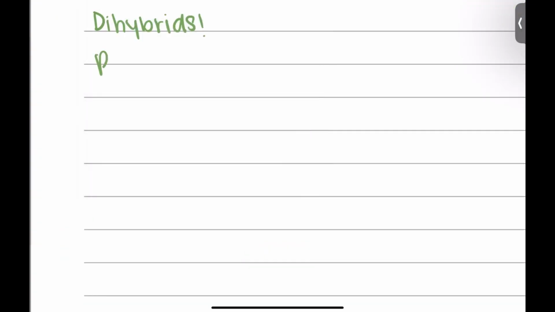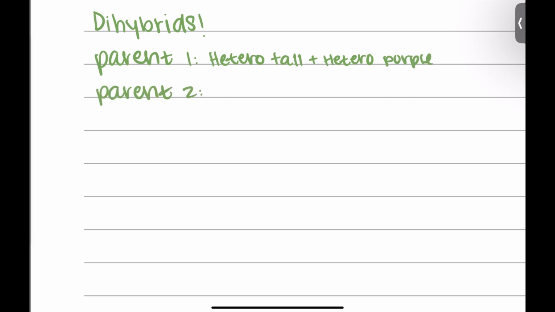Okay, so today I'm talking about dihybrids and trihybrids. I'm starting out with the dihybrid. The first parent is going to have a heterozygous tall and a heterozygous purple flower outcome. Well, that's their genotype. And then parent two is going to have heterozygous tall and white. And the white trait is recessive, so it has to be homozygous.